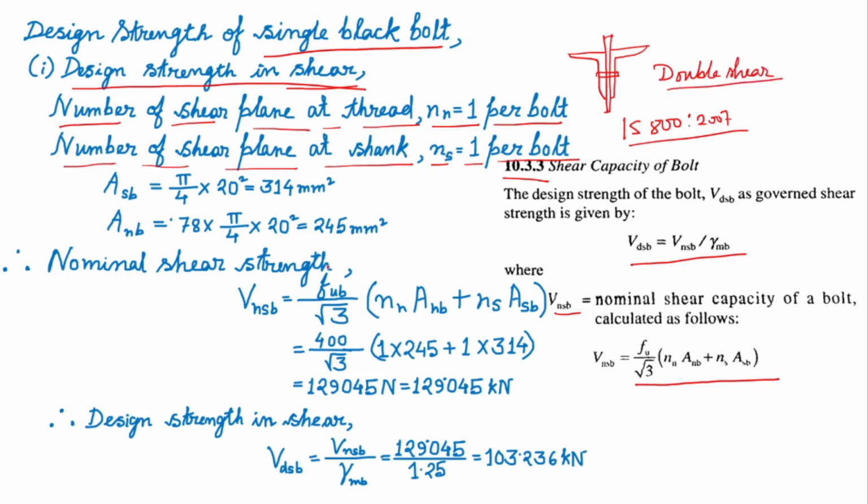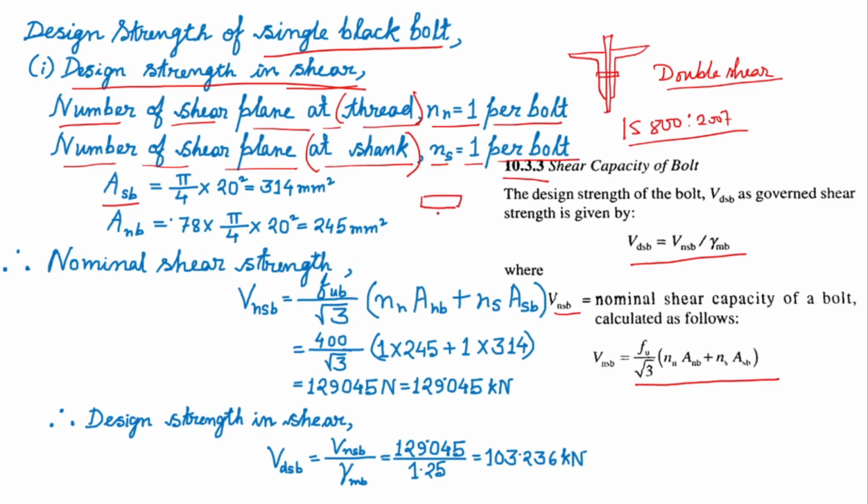Due to which one shear plane will be at the threaded portion and the other shear plane will be at the sunk portion. That is why NN equal to 1, also NS equal to 1. Next, ASB, it is the cross sectional area of the bolt at sunk portion.